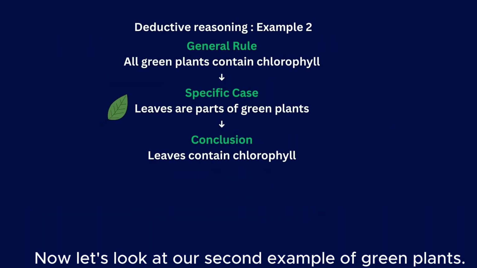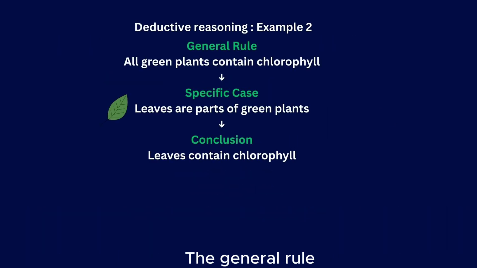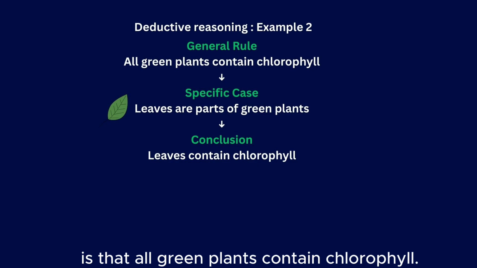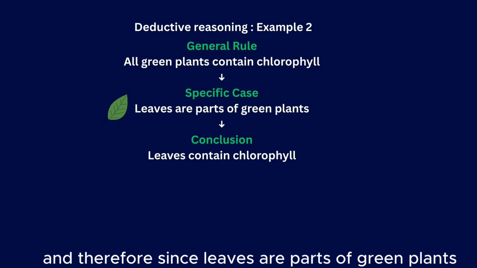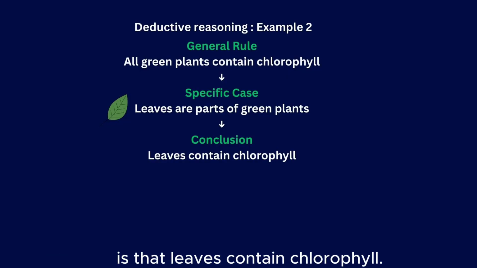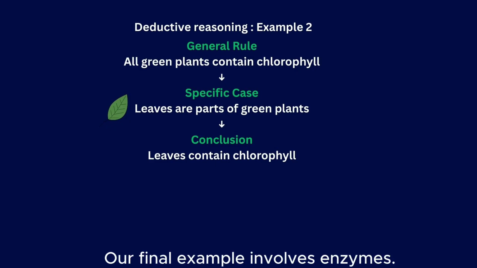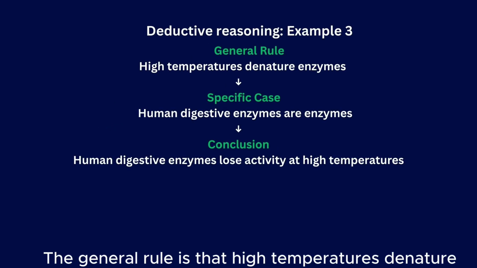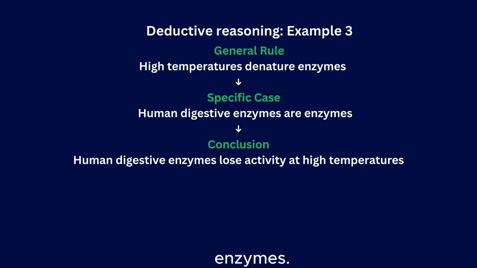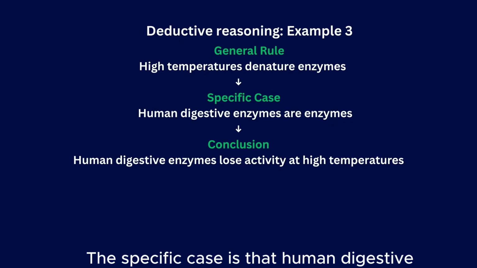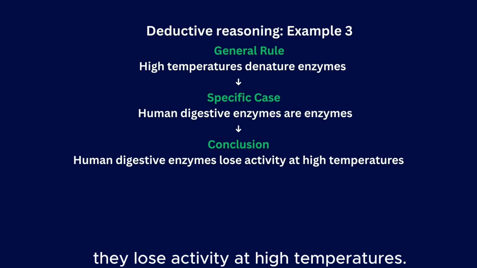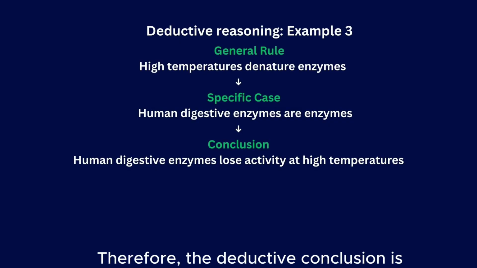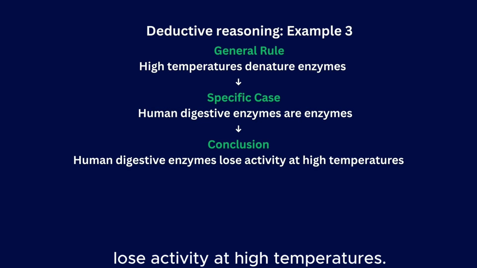Now let's look at our second example of green plants. The general rule is that all green plants contain chlorophyll. The specific case is that leaves are parts of green plants, and therefore, since leaves are parts of green plants, the deductive conclusion is that leaves contain chlorophyll. Our final example involves enzymes. The general rule is that high temperatures denature enzymes. The specific case is that human digestive enzymes are enzymes, and because of that, they lose activity at high temperatures. Therefore, the deductive conclusion is that human digestive enzymes lose activity at high temperatures.